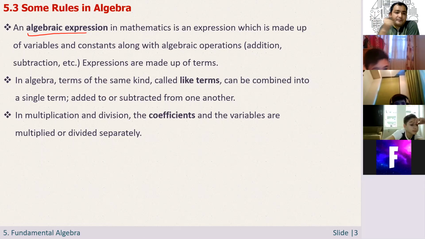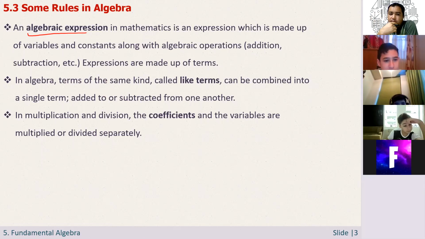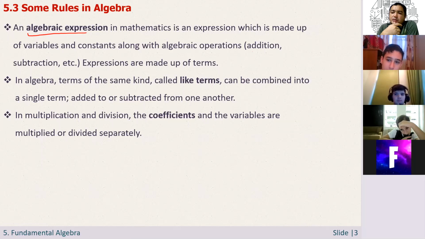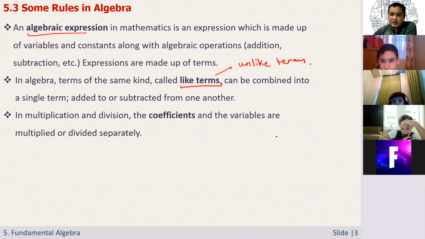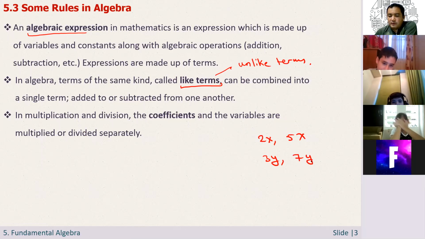Tariel, read the second one. In algebra, terms of the same kind, called like terms, can be combined into a single term, added to or subtracted from one another. Okay, Tariel, can you give me one example for like terms? Have you ever seen this term before? Yes, like terms, for example, 3x and 2x. 3x plus 2x is like terms. We have like terms and unlike terms, right? Collecting like terms means adding or subtracting. Yes, Tariel, that's right. Like 2x and 5x, like terms. 3y, for example, 7y, right?